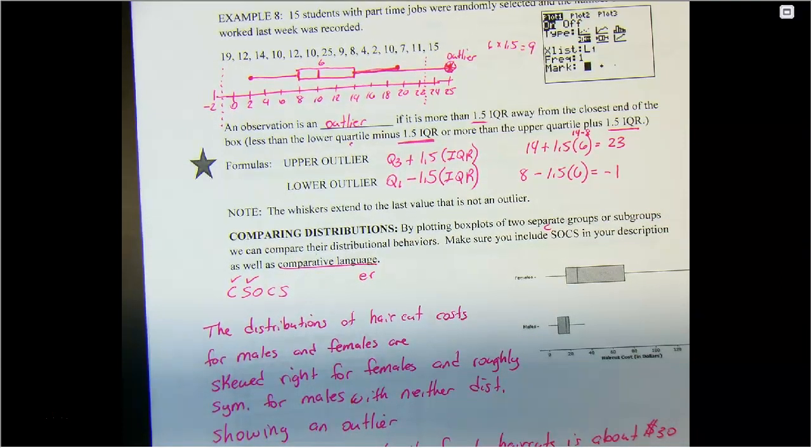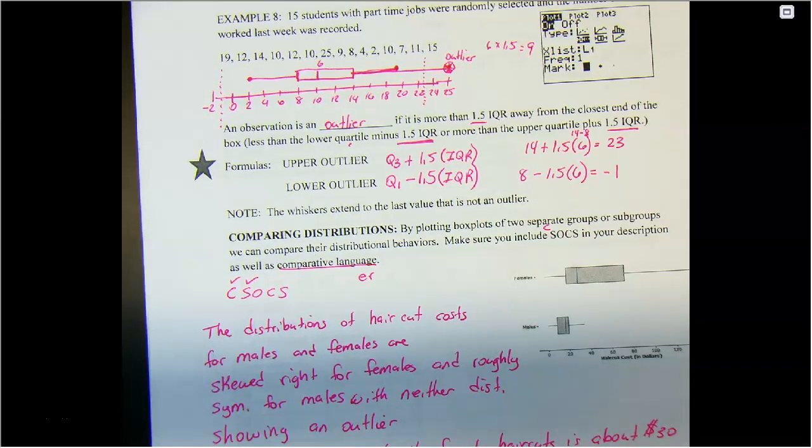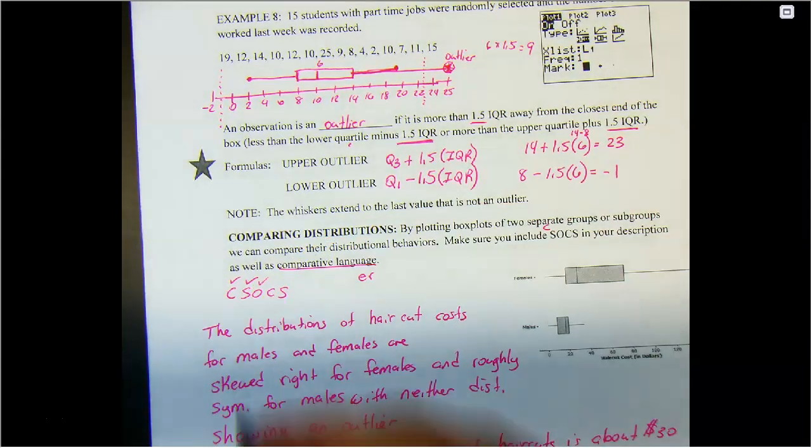which is greater than the median price of, what did we say that median price was? $18 for males. We've talked about the outliers, we have talked about center, and now we've got to talk about spread.